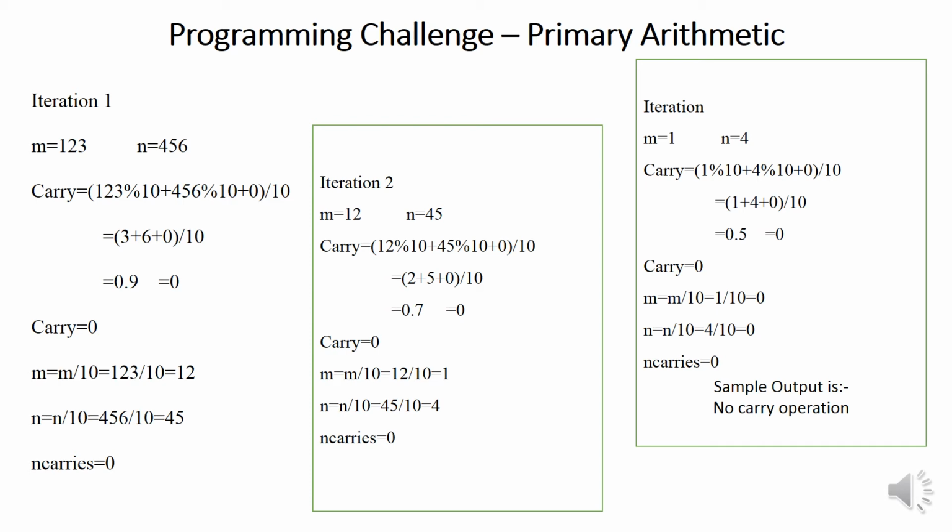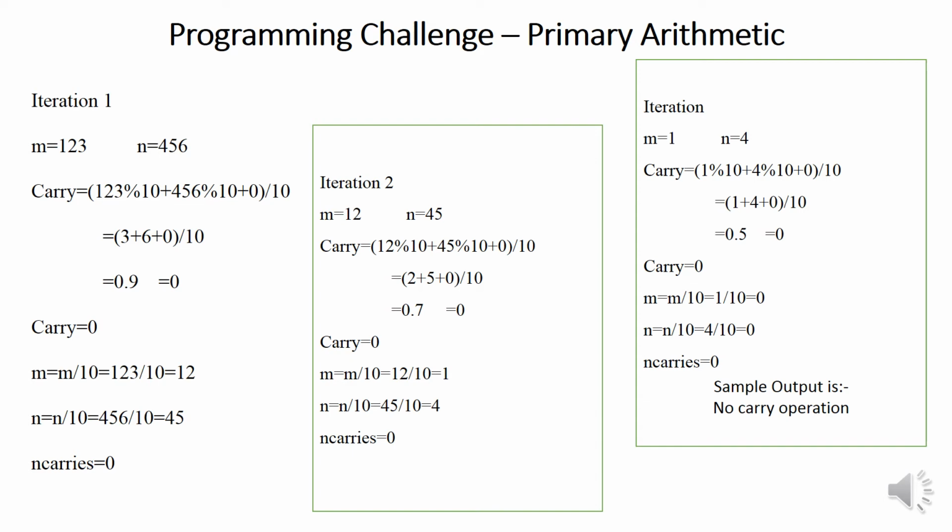So we get the calculation for carry. 1 mod 10 plus 4 mod 10 plus carry, which is 0. So 1 plus 4 plus 0, divided by 10, we get 0.5. Carry is also 0. So here we perform m is equal to m divided by 10, that is 1 upon 10, so 0. n is equal to n divided by 10, 4 divided by 10, that is 0. So n carry is also 0.